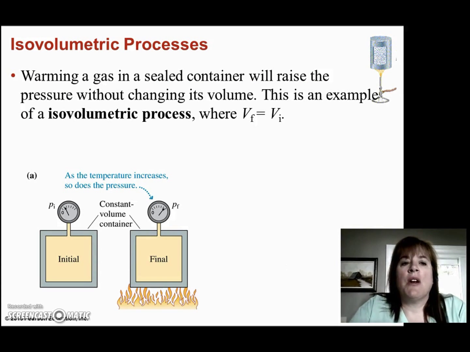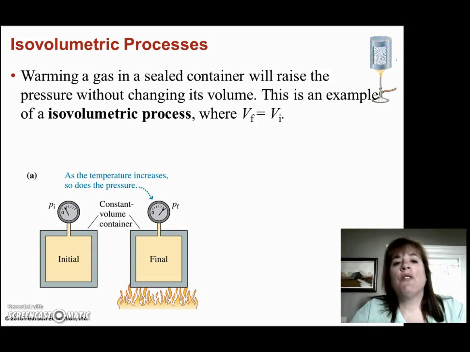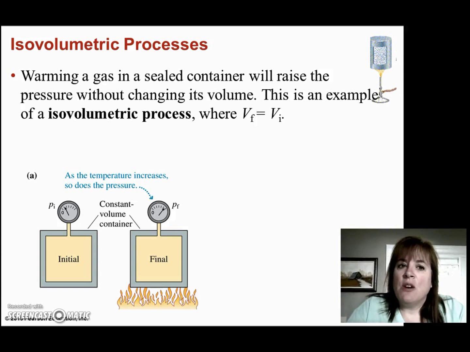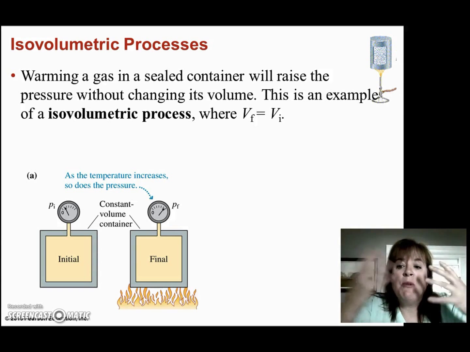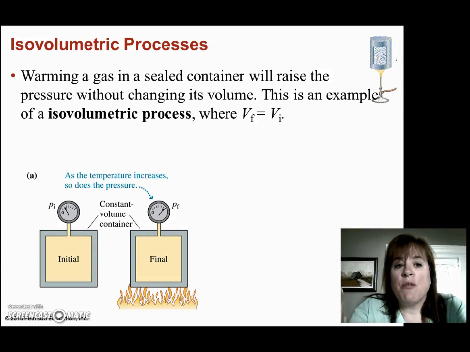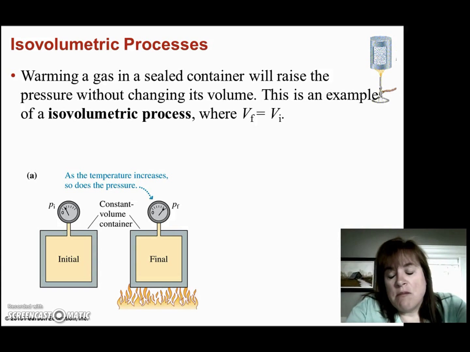So first of all, let's talk about an isovolumetric process. An example is if I have a sealed container so the gas can't escape, and I raise the pressure without changing the volume. How would we do that? If you remember back to our last video, one way we can change pressure is to increase the temperature of a gas. So if I stick a Bunsen burner underneath the cylinder, the molecules are going to be moving faster and colliding more often with the walls of their container, and they're going to exert more force. But the volume can't change because the cylinder is sealed, so this is isovolumetric.